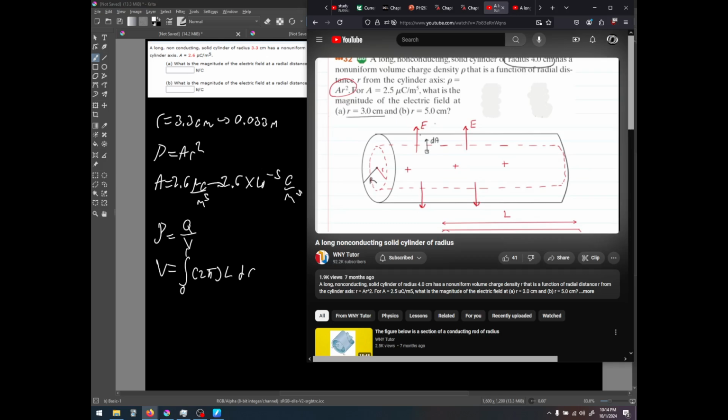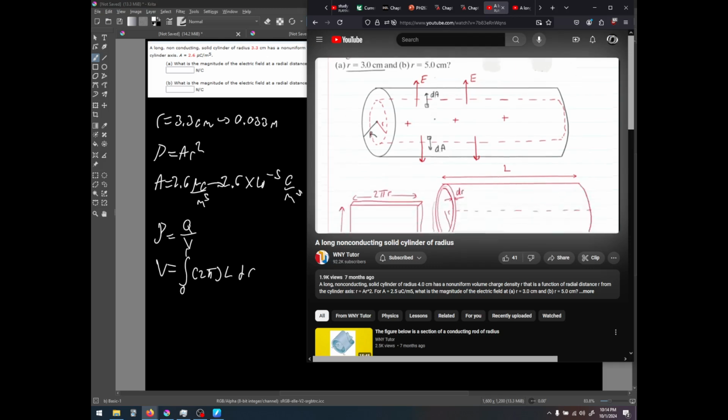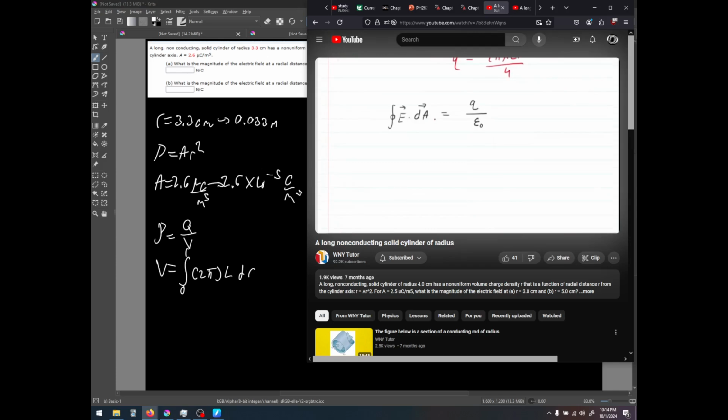And what you can see is that the E and dA vectors are pointing in the same direction. That would be true whether we do it on the top or on the bottom. The dA vector and the E vector point in the same direction, so the angle between them is 0 degrees. That's important because you can rewrite the dot product as the magnitude of the electric field times the magnitude of dA times the cosine of theta. But since the angle between them is 0, the cosine is 1.